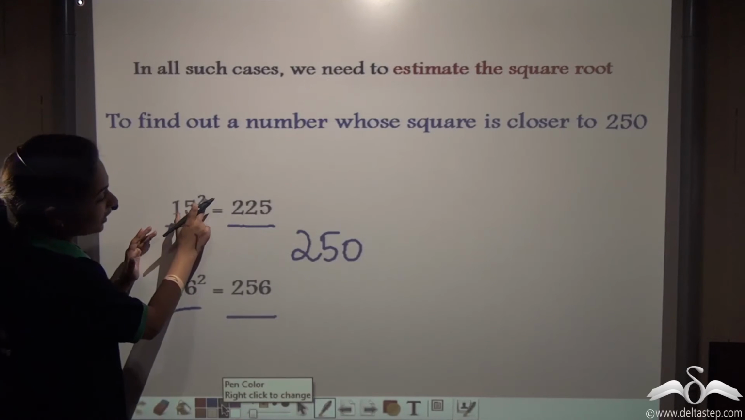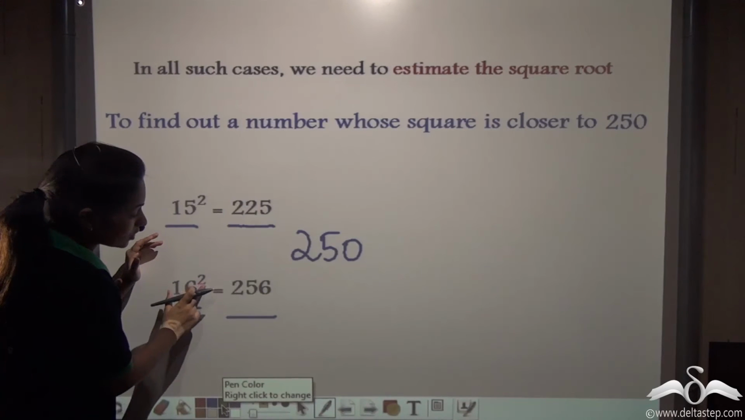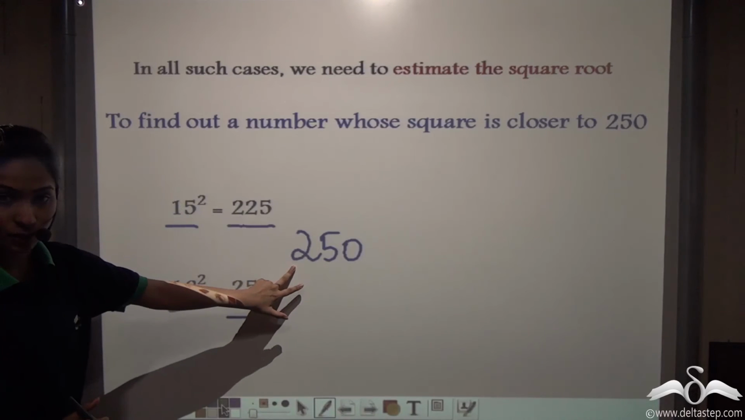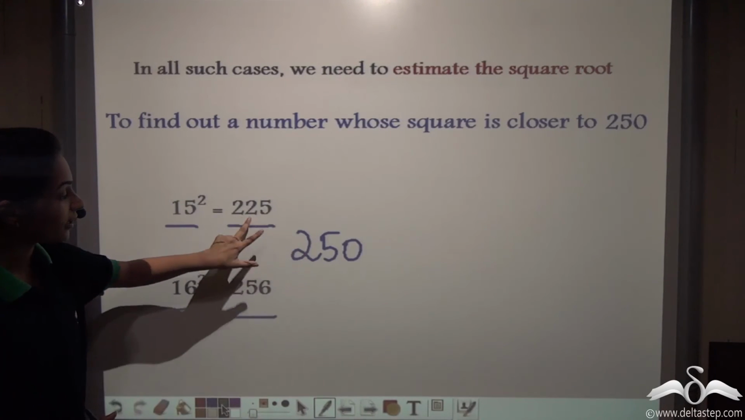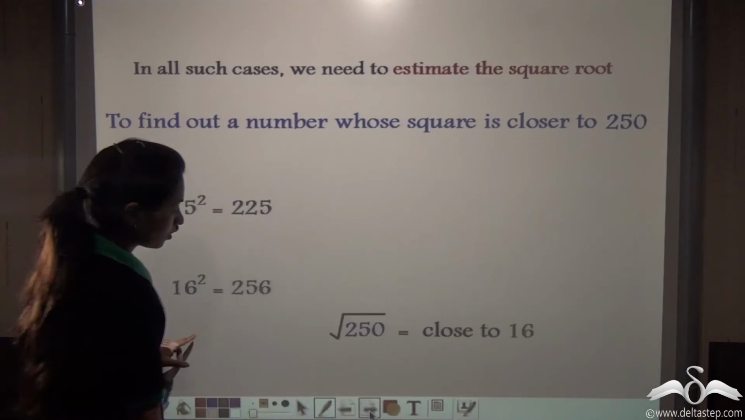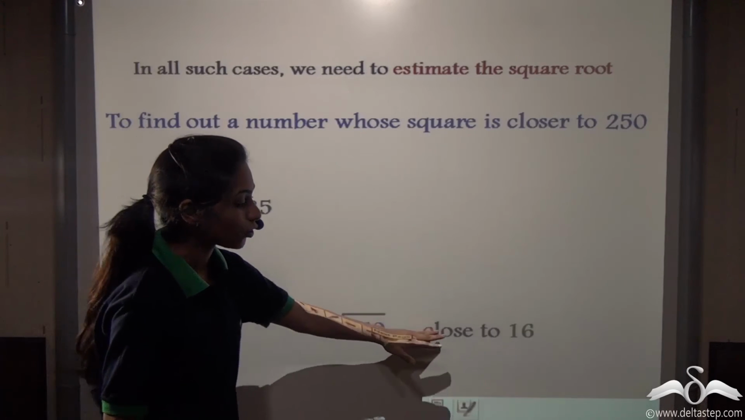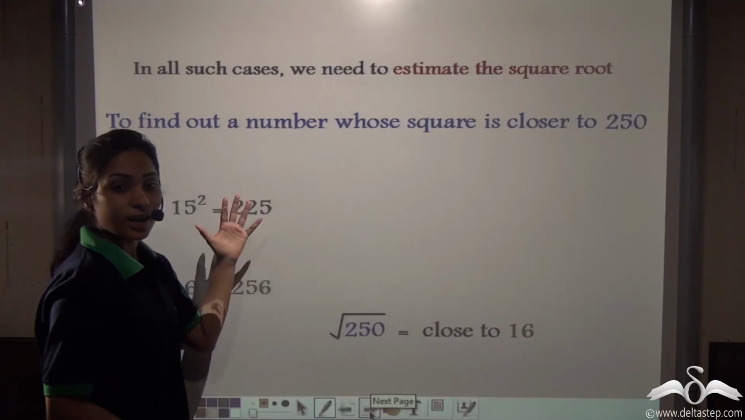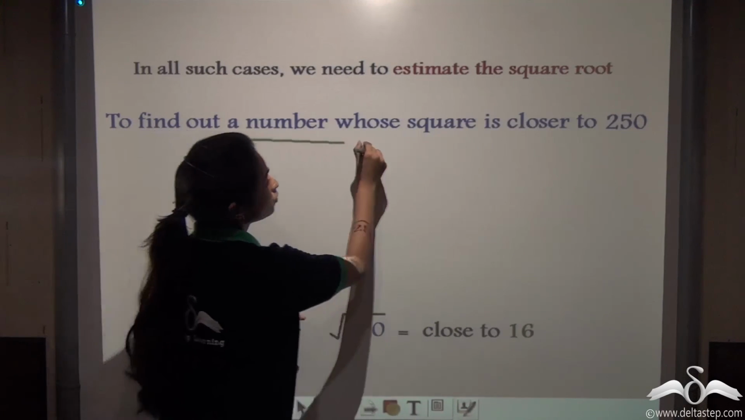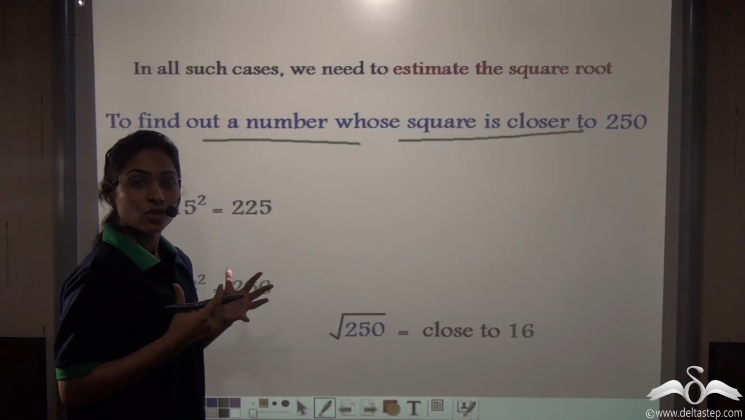We can see that 15 square is 225, that is close to 250, but then 16 square is 256, which is actually closer to 250 than 225 is close to 250. So we can say that the square root of 250 would be actually close to 16. So Riya's question was answered by Krish, that the number whose square was closer to 250 was 16. So this is how we estimate square roots.